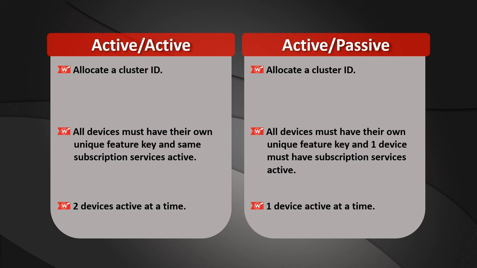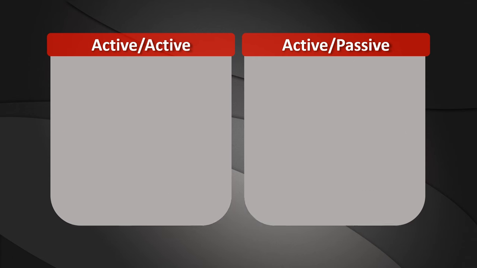In an active-passive FireCluster, only one device is active at a given time. Consequently, this active device utilizes the subscription services that are active for either cluster member. For a more comprehensive understanding of how licensing is managed within a FireCluster, it is advisable to refer to the FireCluster help documentation.